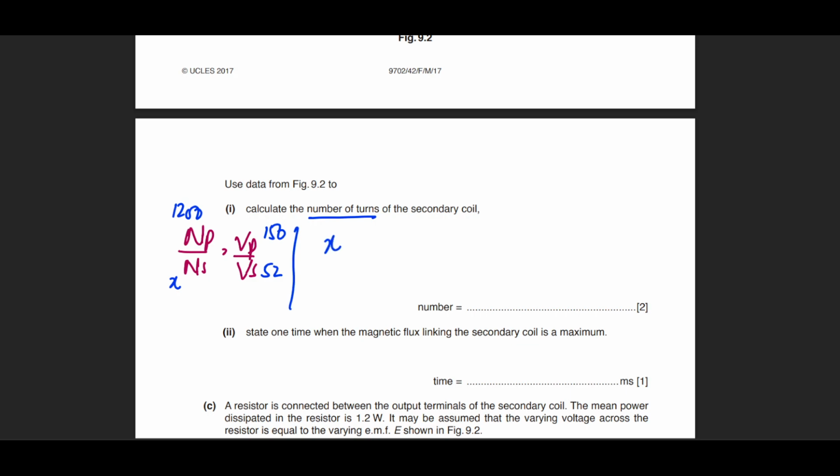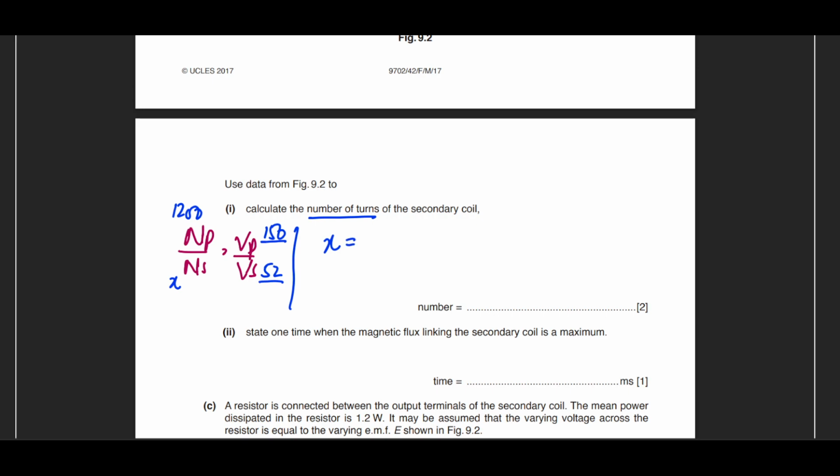When you find X, notice you could have solved this question with RMS values as well. But if you take one as RMS, then you have to take the other voltage as RMS as well. So I'm only dealing with this in terms of peak values. So this comes out as the number of turns. Just a moment, let me calculate this.